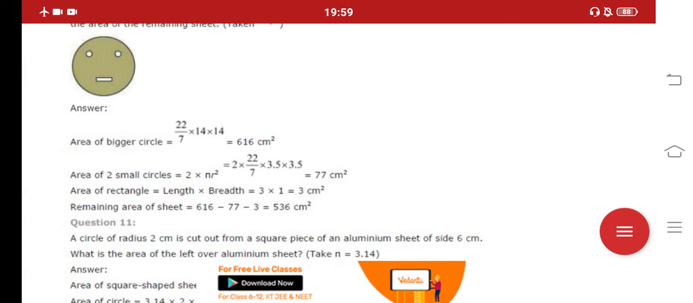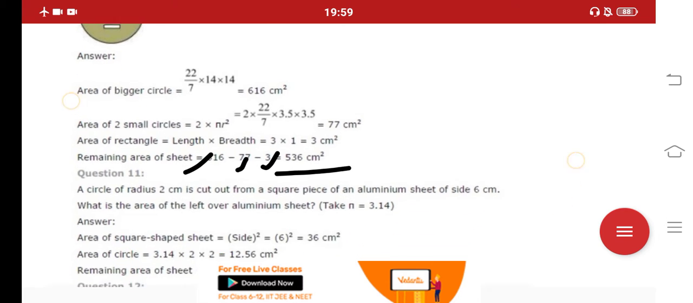Now the area of a rectangle is length into breadth. Length is given, breadth is also given in the question, so that is 3 centimeter square. Now from this larger area we have to subtract these two circle areas and one rectangle area. So after subtraction we are getting 536 centimeter square. That is the remaining area of the sheet.